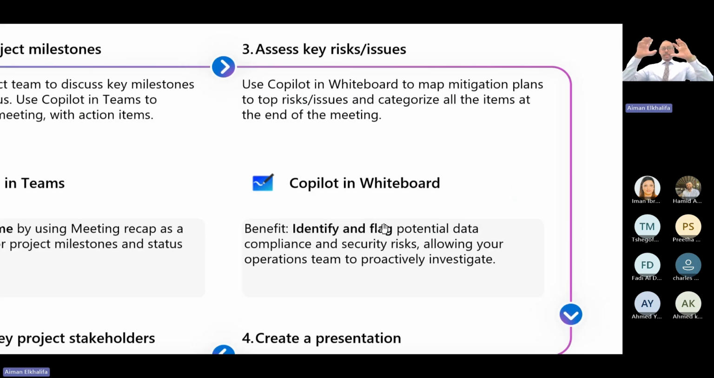I assumed that between all the other apps, maybe you did not see Copilot in Whiteboard. That's why I wanted to show it to you. You can use Copilot in Whiteboard to map mitigation plans to top risk issues and categorize all the items at the end of a certain meeting. You can add the stickers yourself based on the findings in the meeting or a certain research, and then ask Copilot to categorize them for you.